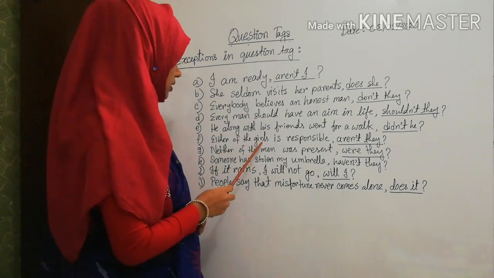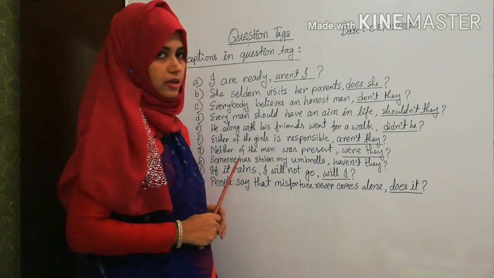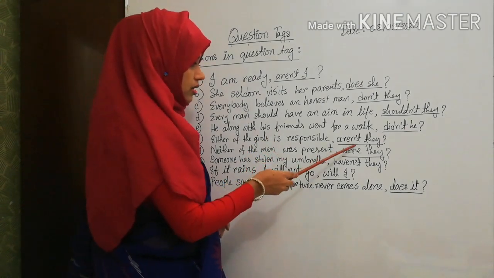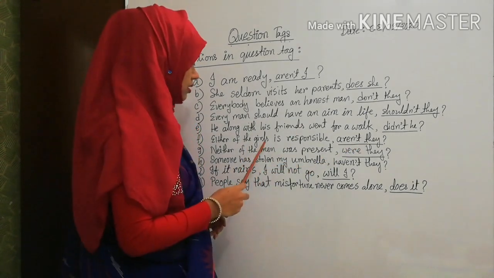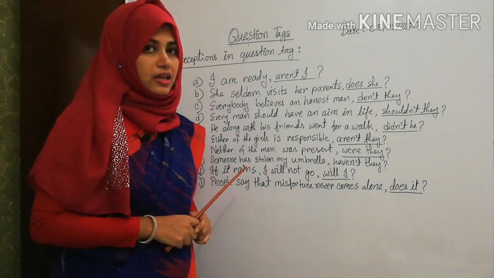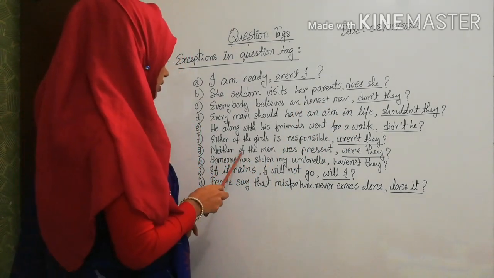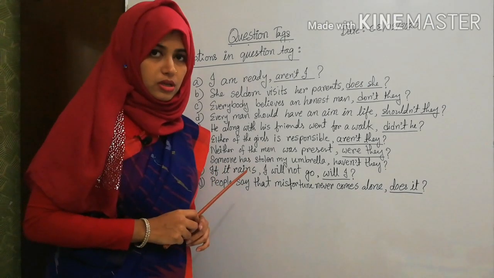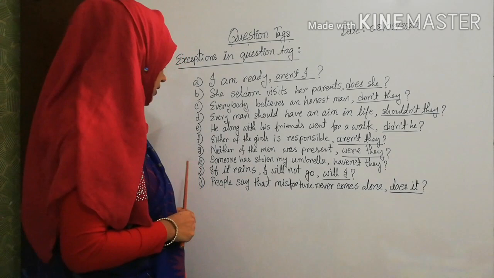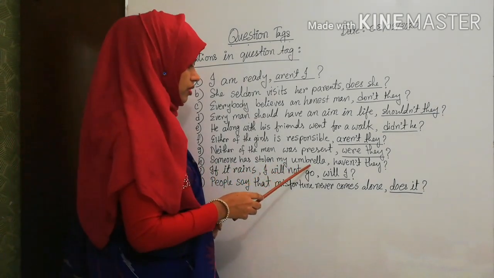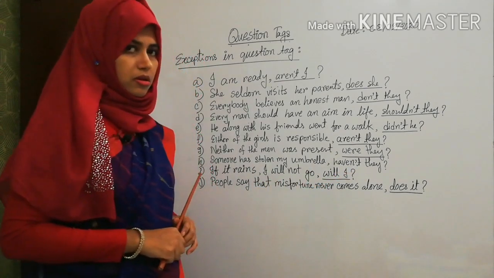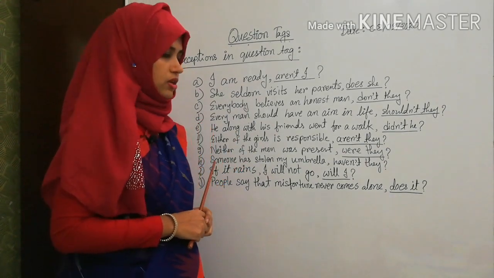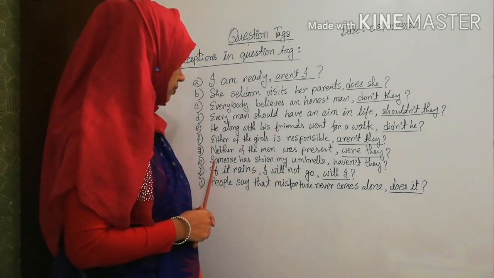And next one is: either of the girls is responsible, aren't they? Again another exception. Either of the girls is, this is a singular verb, but we are using the plural form of the pronoun. We are using they as pronoun in the tag question. And then: neither of the men was present, were they? Neither is a negative word, so we are using an affirmative tag. Again, someone has stolen my umbrella, haven't they? Someone has. I have told earlier that in case of everybody, everyone, somebody, someone, we are going to use they as pronoun. So this is the exception.